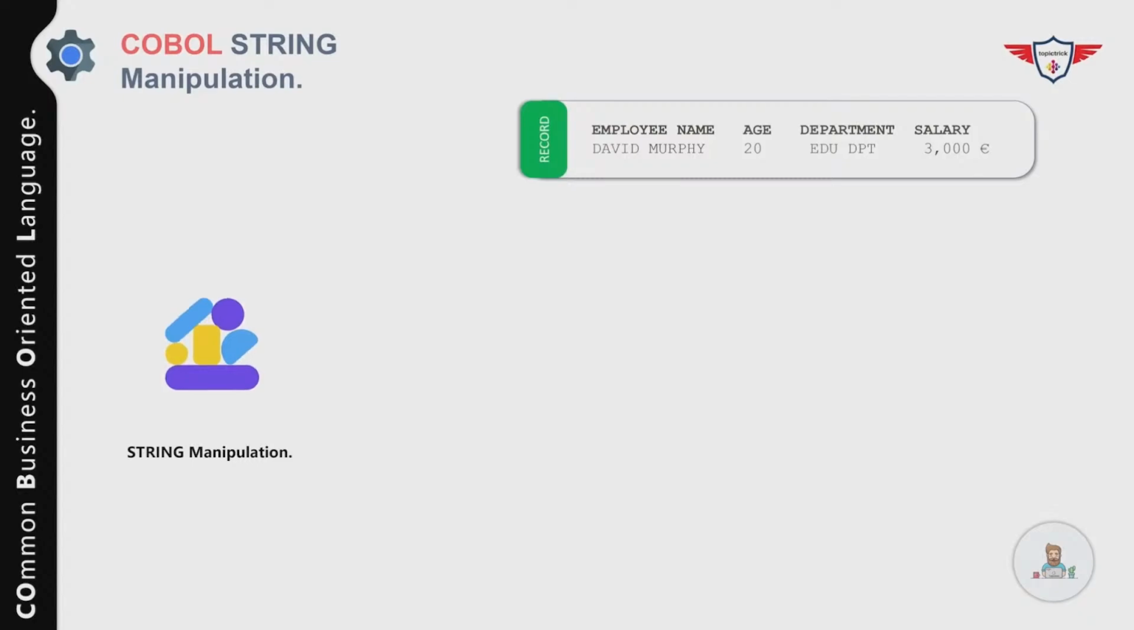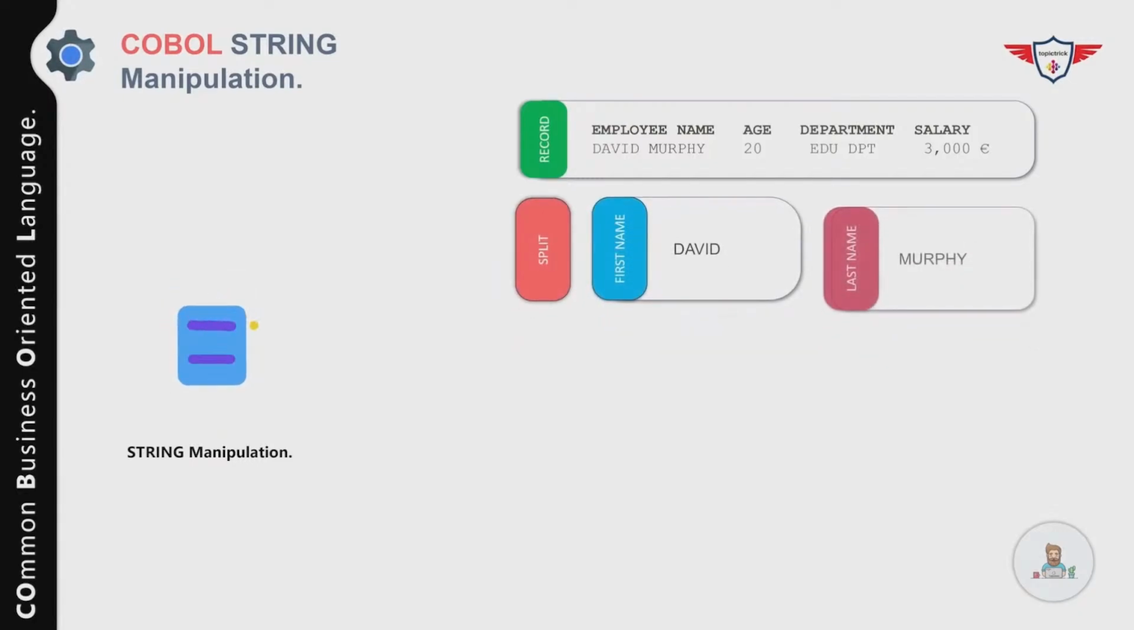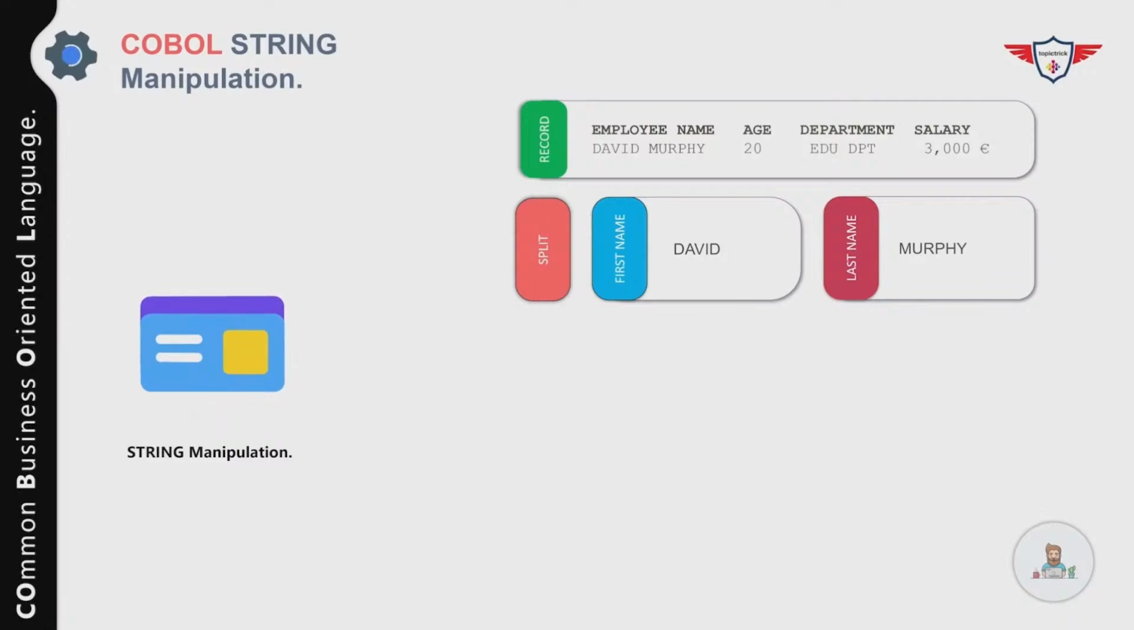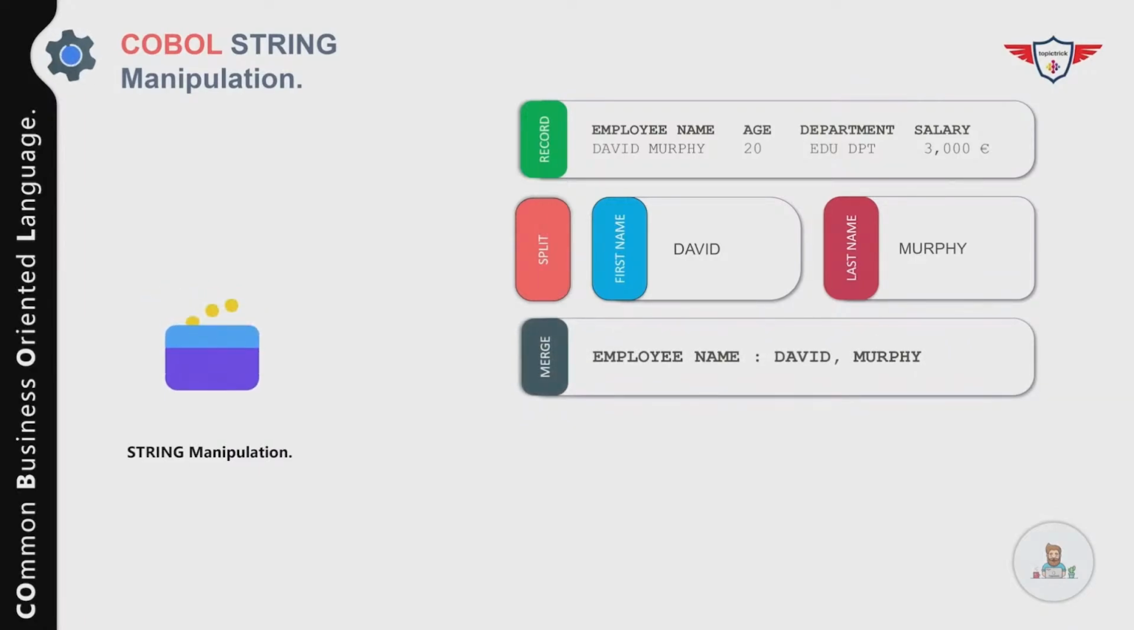So let's say you want to split the name of an employee into first name and last name. In that case, you can use the split function. Similarly, if you want to merge first name and last name and include a comma after the first name, then you can probably use the merge function or concatenation.